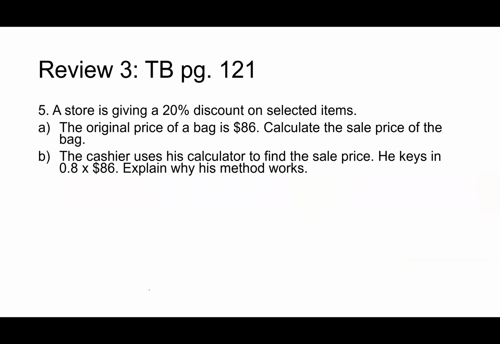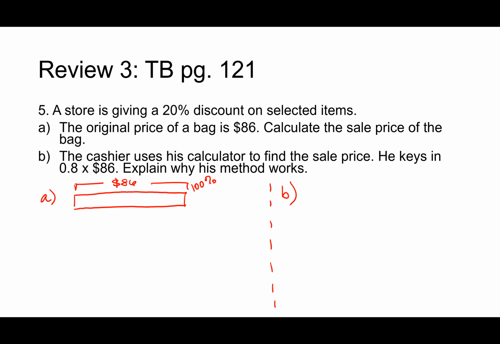Okay, more percentage. 5A. Okay, can somebody read this out loud for us? Go ahead, Elijah. Okay, the original price is $86. That's 100%. Calculate the sale price. What percentage should I solve for, you guys, if the discount is 20%? What's the percentage I'm actually going to solve for?